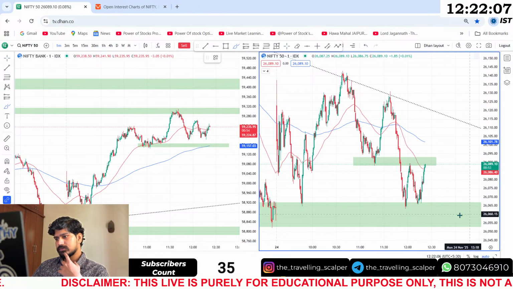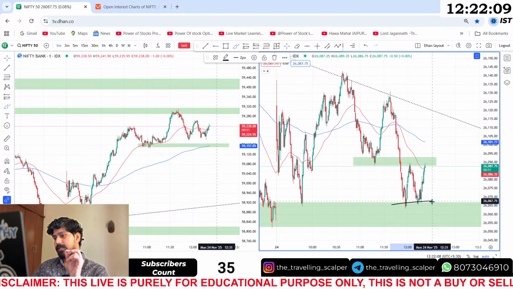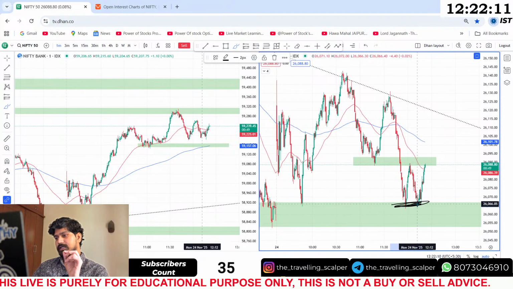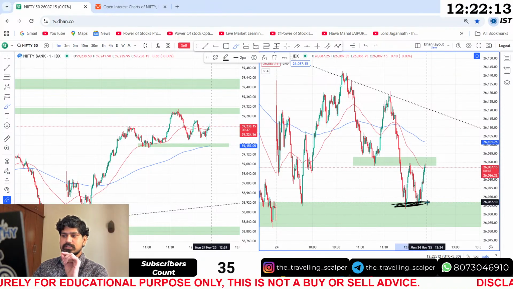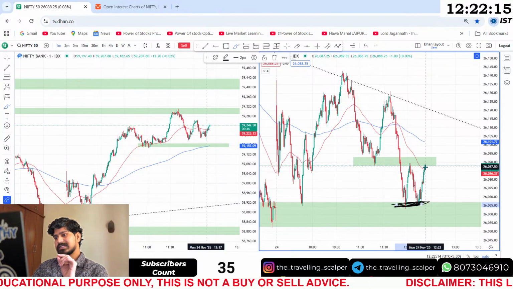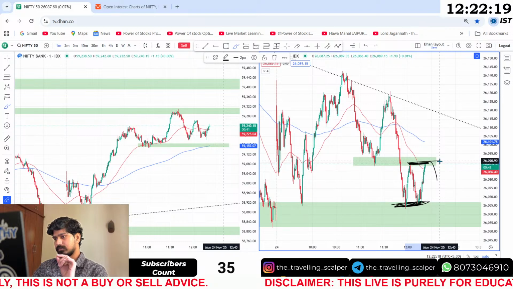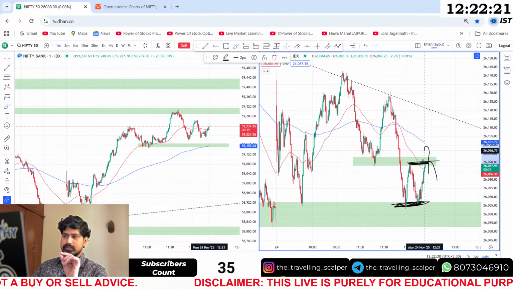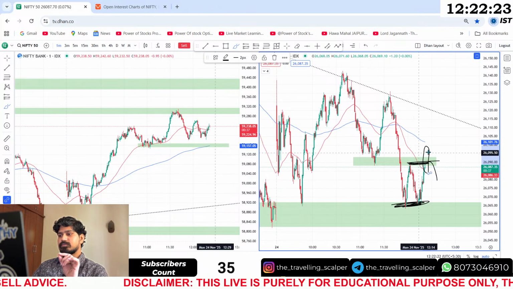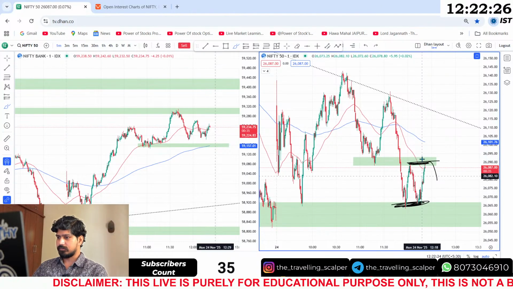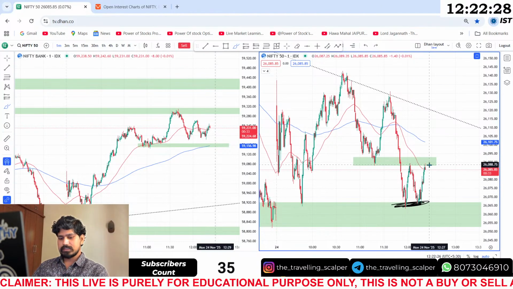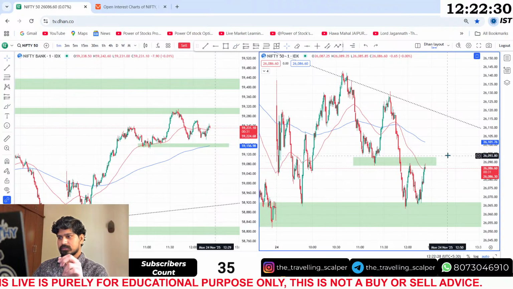So as of now, what we can see is buyers have added on here, and the market is trying to go up. So only at this position are buyers strong. In case the market gets rejected again from here, at this point we can consider that sellers are strong. If the market goes up from here, then sellers at this point are trying to give up. Okay, so let's see what the market is offering us today.